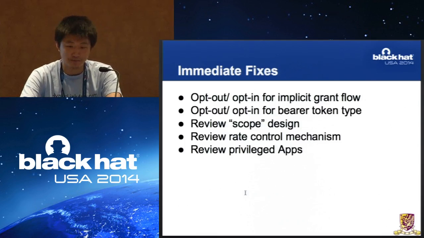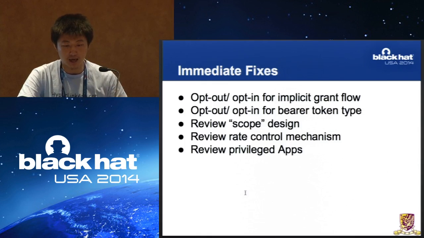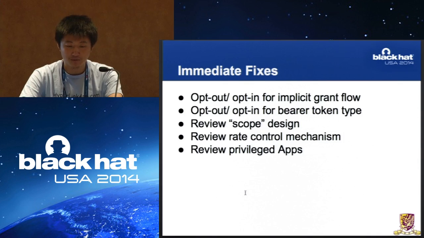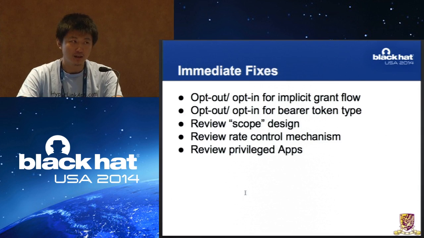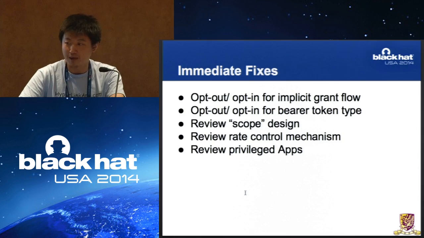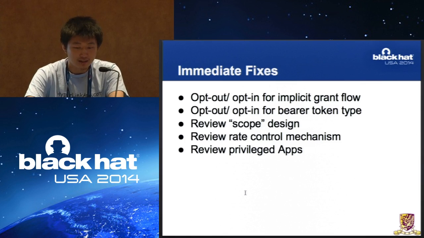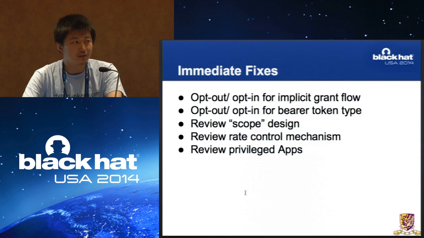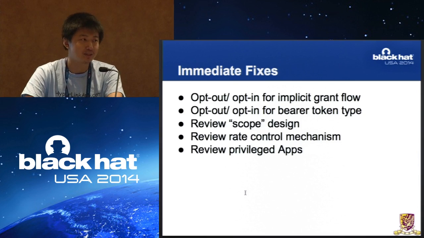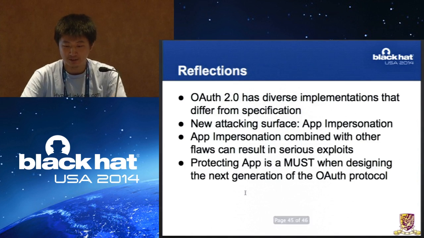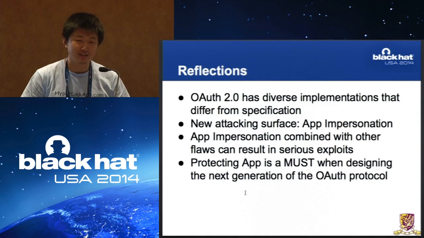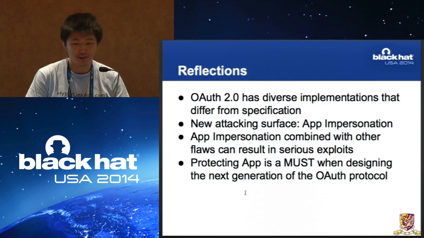So how to fix the problem? Actually, it's very simple. First, you, as a provider, need to provide opt-outs and opt-ins for the implicit grant flow, and opt-outs and opt-ins for the bearer token type. Second, as the provider, you really need to review your API. First is the scope design, then how you control the rate, and you also need to review the privileged apps.